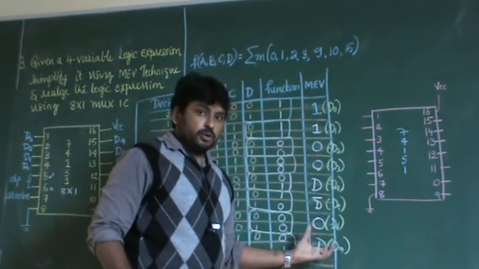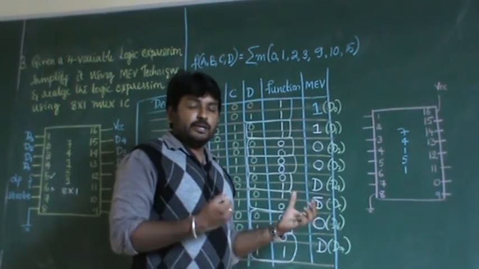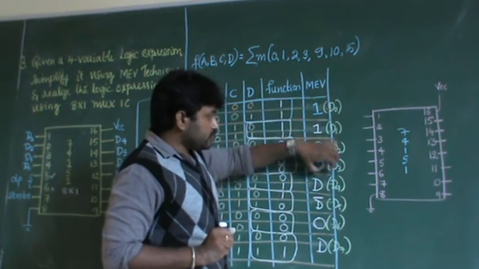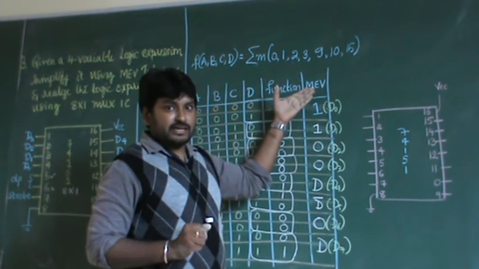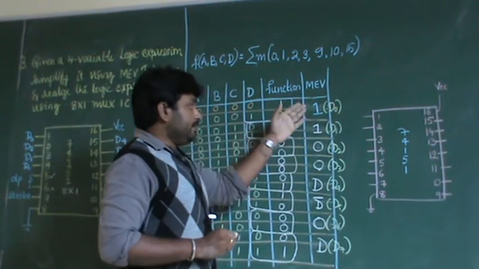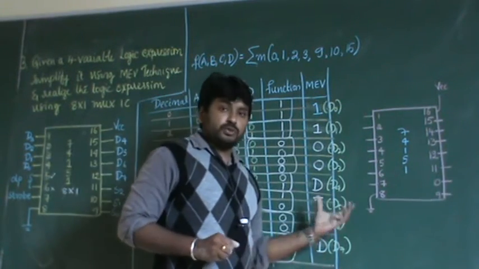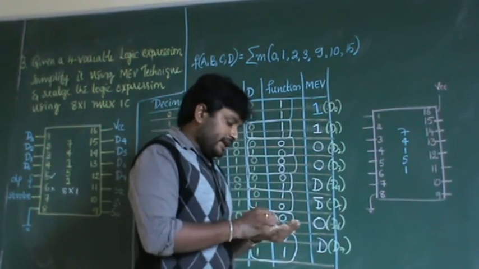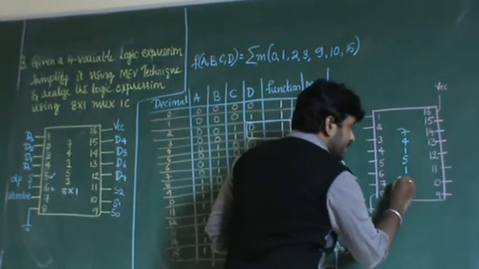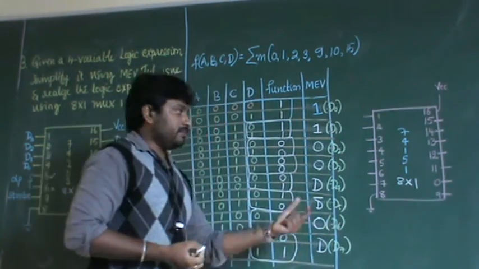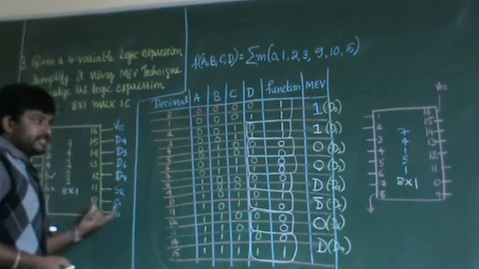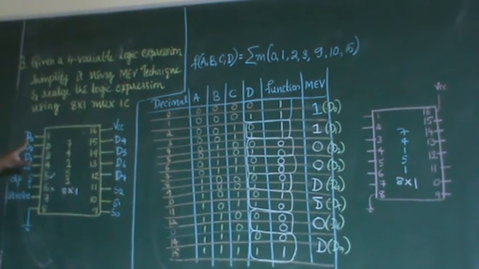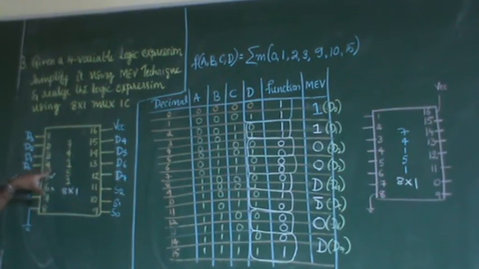So these 8 outputs will be given as inputs to the 8 cross 1 mux. Very, very important. Whatever outputs you have got in the truth table, these are the MEV outputs. So these outputs will be acting as 8 inputs to the 8 cross 1 mux. So again I am considering this 8 cross 1 mux. Okay, this is the 8 cross 1 mux. The same thing, the pin configuration I have written there. So what is the first pin? It is D3. What is the D0 pin? It is the 4th pin.